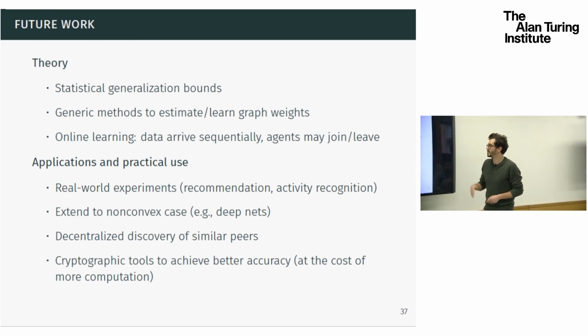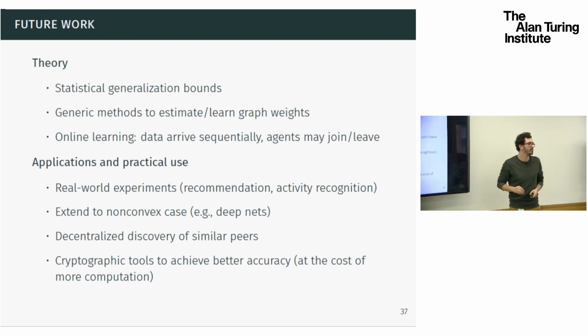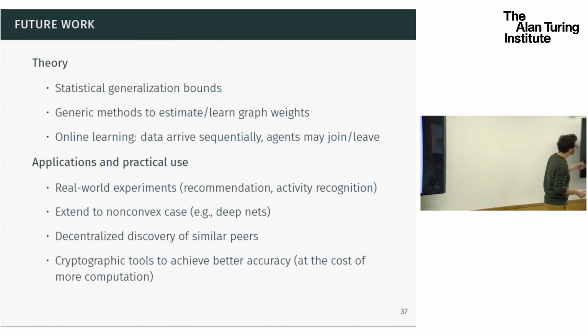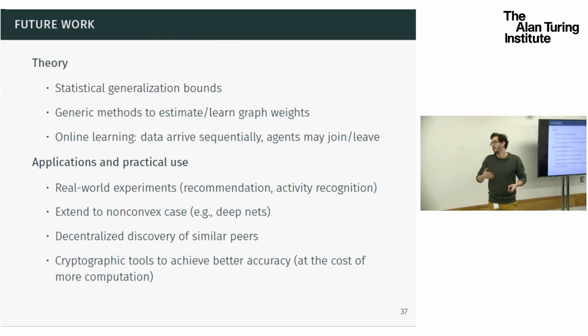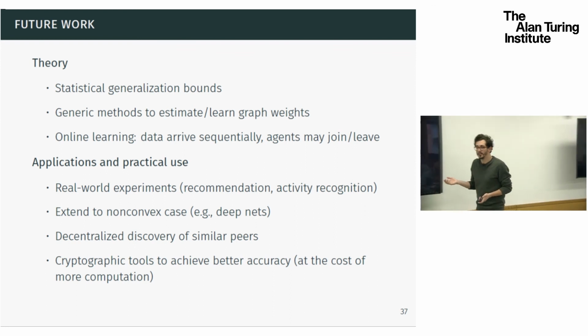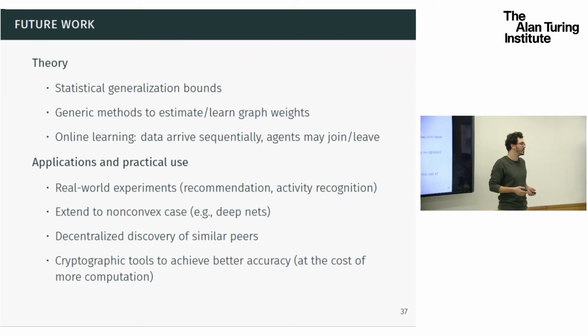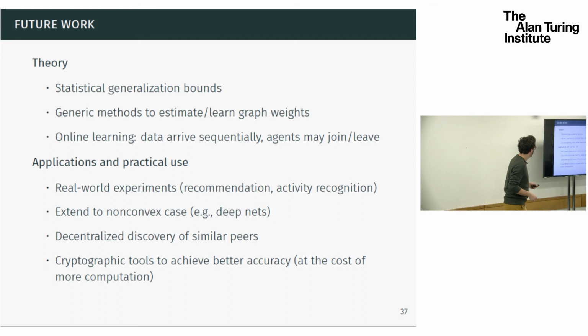Of course, it would be nice to extend to non-convex cases. Here we're assuming convexity in the loss, so that restricts a little bit the kind of things you can do. Obviously, you cannot do deep neural nets. Actually, you can run a similar algorithm, but you don't have the guarantees. So it'd be nice to study this a bit.